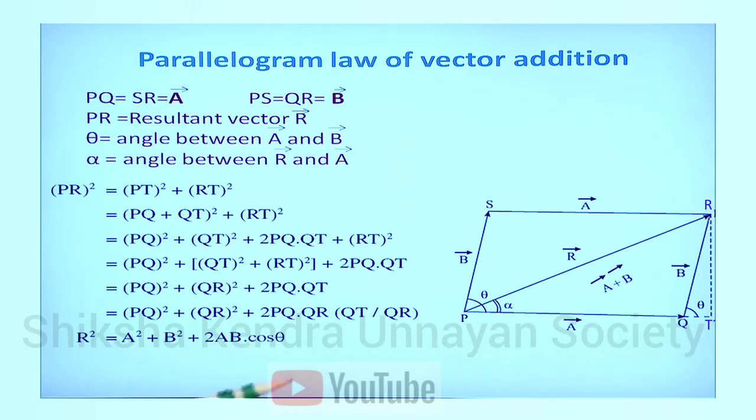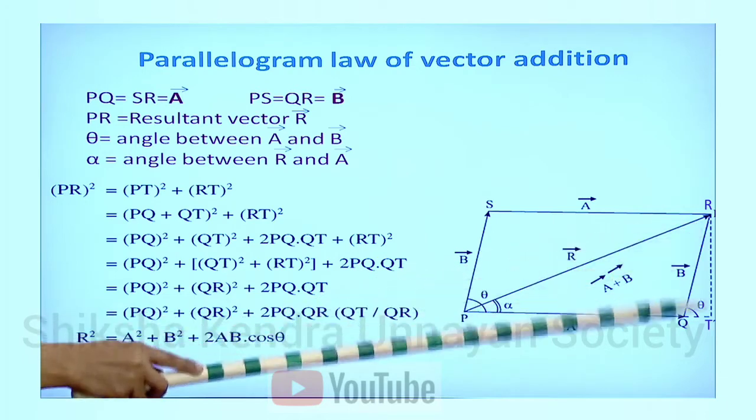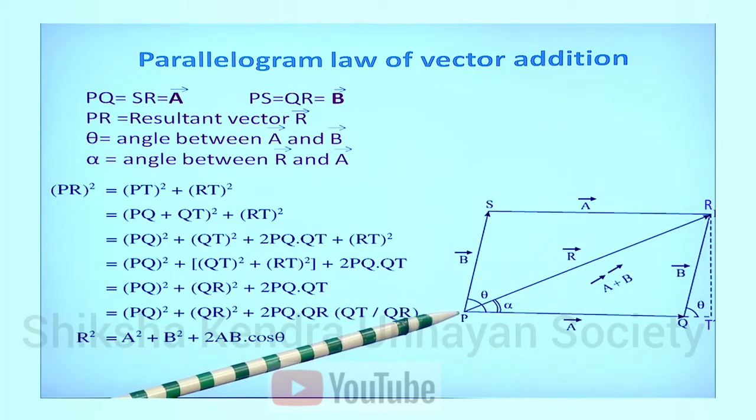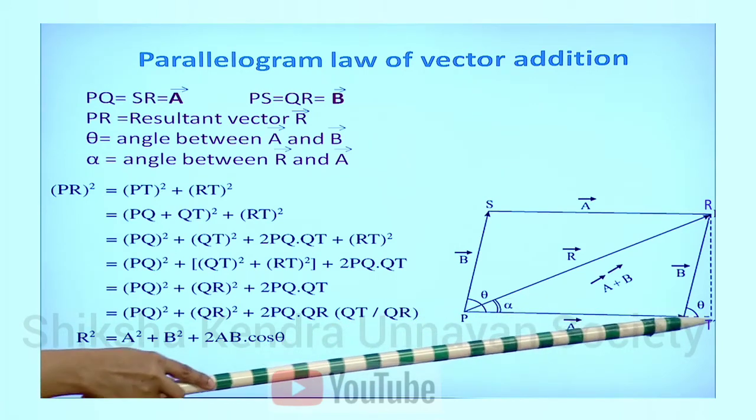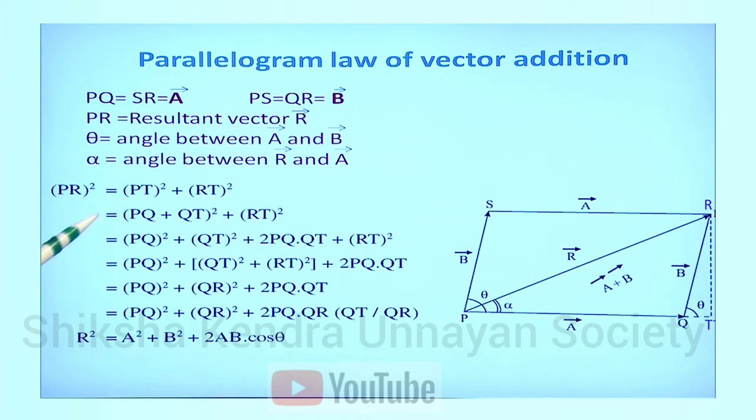Here you can see PRT is a right angle triangle, PR square equal to PT square plus RT square. Now, you can write PT as PQ plus QT. So, in place of PT, you can write (PQ plus QT) square plus RT square. Now, (PQ plus QT) square equal to, likewise, (A plus B) whole square, A square plus B square plus 2AB.